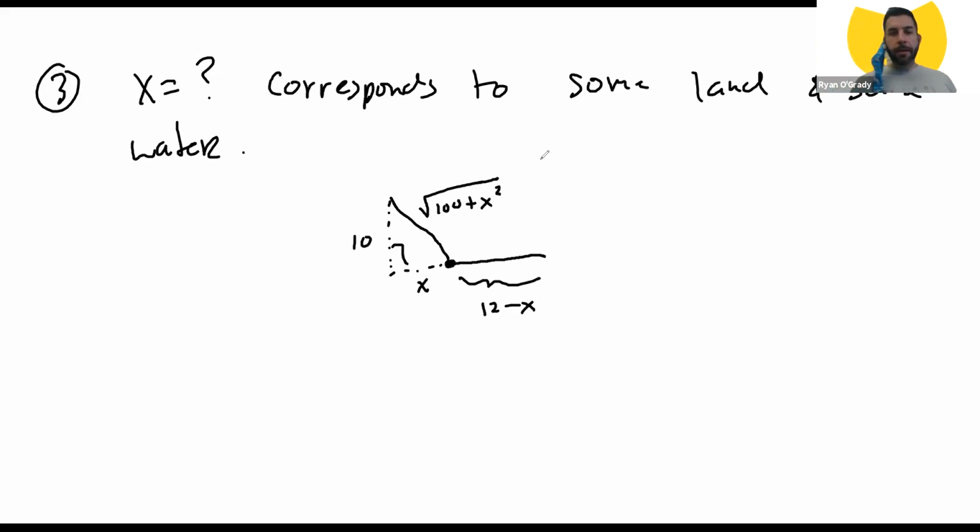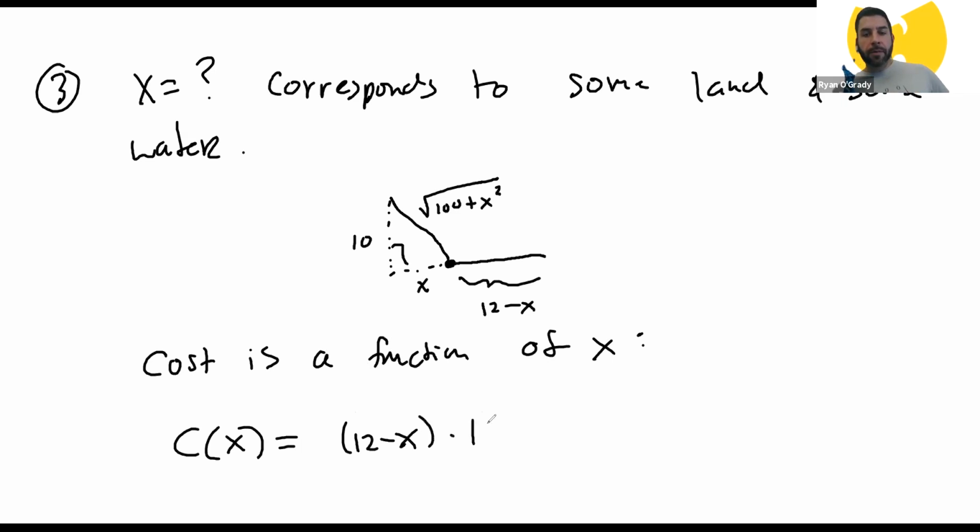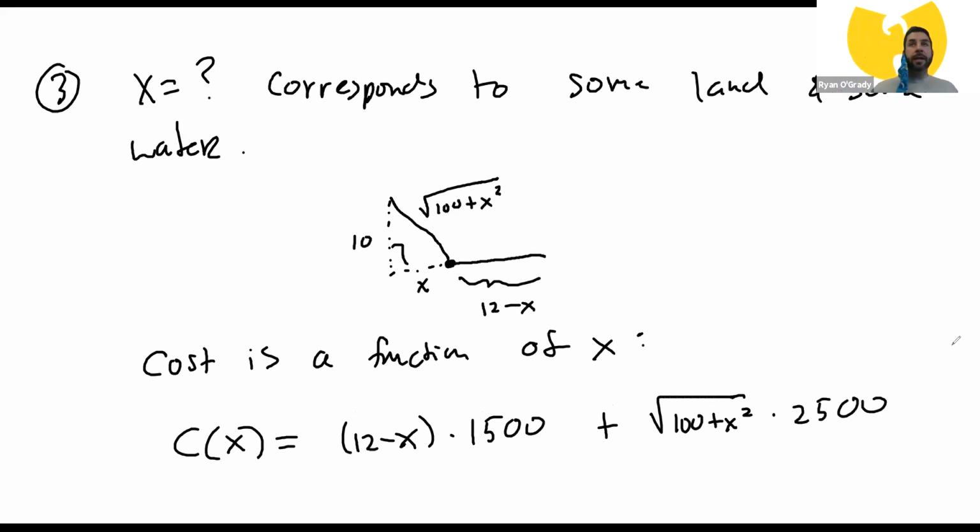Now here the cost depends on x, so now we have to do some analysis. It's not just arithmetic. Here the cost is a function of x. So cost is, well, let's do the land part. The land part is 12 minus x times 1,500, plus the water part, which is the square root of 100 plus x squared times 25. And so this is the function you need to analyze.